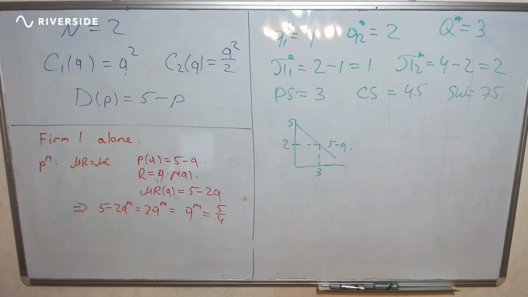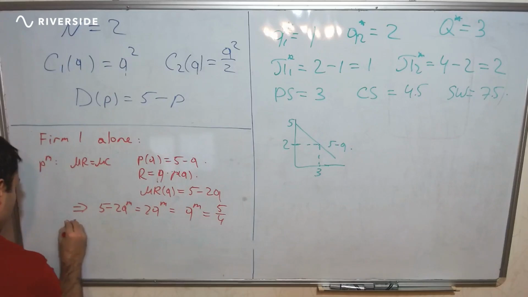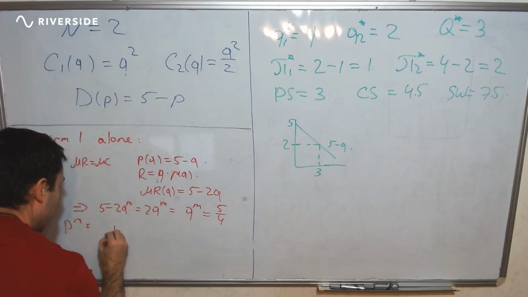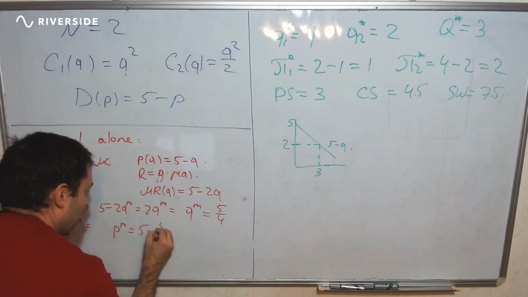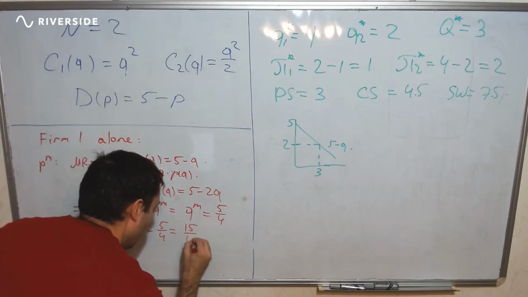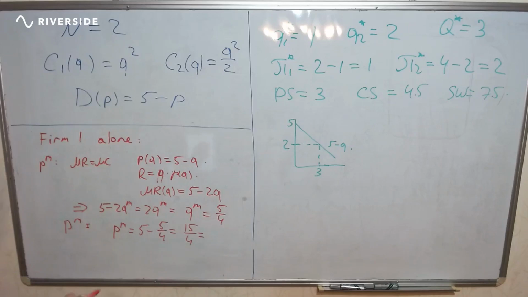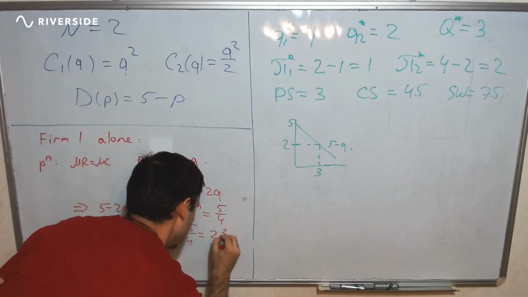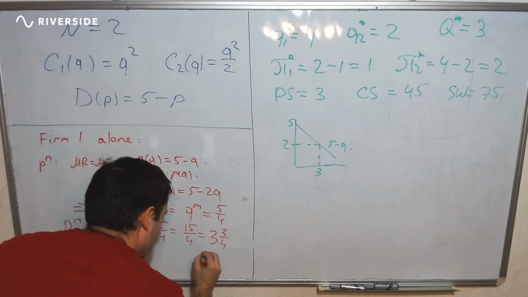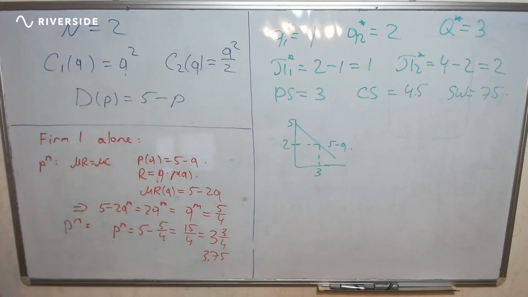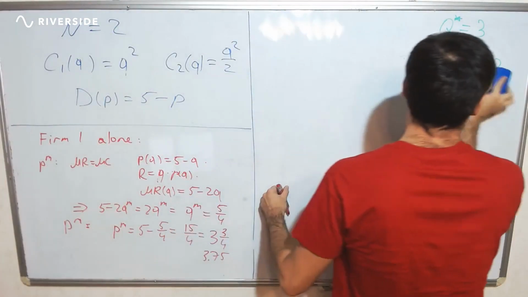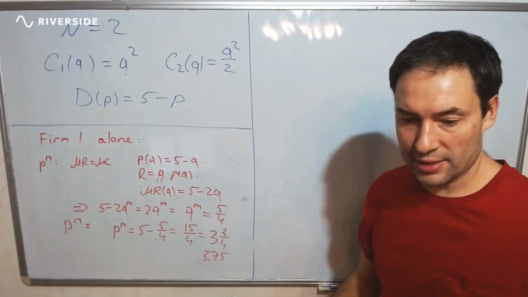And the price we wanted to find, PM, is given by plugging QM into the inverse demand. So PM must be 5 minus 5 over 4, so it's 15 over 4, which is 3 and 3/4, or 3.75 if you wish. Okay, so that's the monopoly price for firm 1. If firm 1 is alone in the market, that's the price it will select.